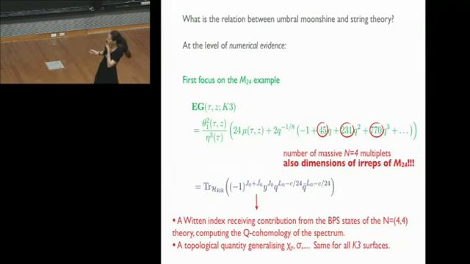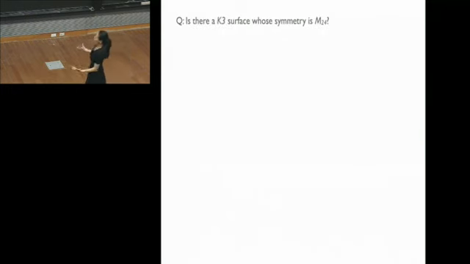So it makes it clear that it's a rigid quantity. Okay, so this seems to suggest that M24 might have something to do with K3. So the most naive guess is that it wouldn't be a mystery, at least not as much, if there exists a K3 surface corresponding to one point in the moduli space that has M24 symmetry, right? Because it's a rigid quantity, so as long as you find one point having this symmetry, you're done.